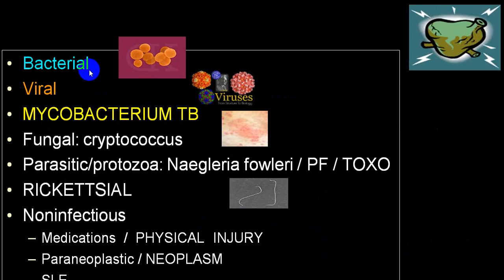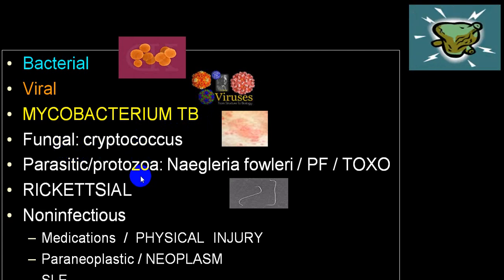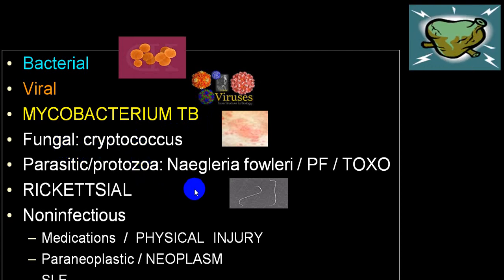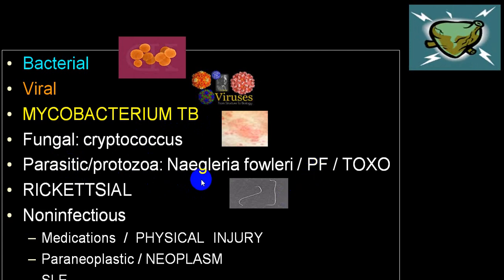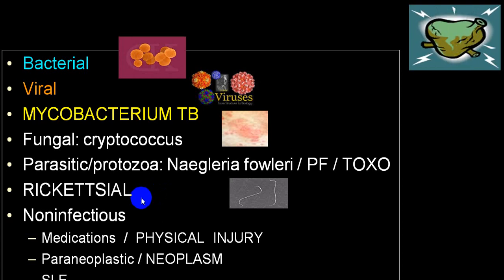Among etiology, bacterial infection comes topmost on the list. Second most common is viral. In India, Mycobacterium tuberculosis is also one of the common ones, and among fungal, Cryptococcus. Among protozoa or parasites, one of the most common is P. falciparum. Again, that is quite common in India. Among protozoal infection, there are also Naegleria fowleri and toxoplasmosis. Rickettsial infection is not so common in India but can be there.